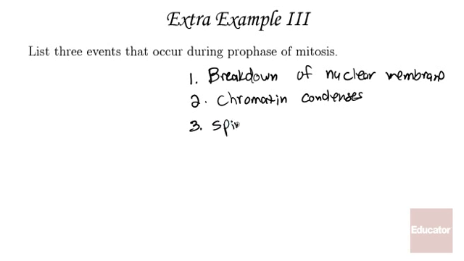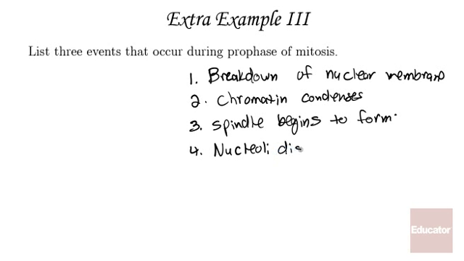The spindle apparatus begins to form in preparation for anaphase, when sister chromatids are going to be separated. So the spindle apparatus begins to form. During this phase, the nucleoli disappear. They are no longer visible. Okay, so prophase is the first phase of mitosis, and these 4 events occur during prophase.